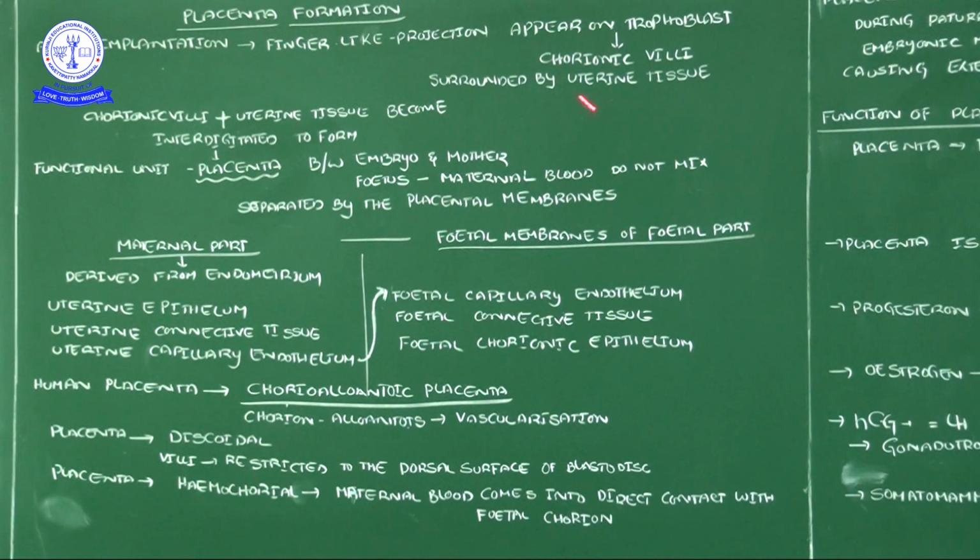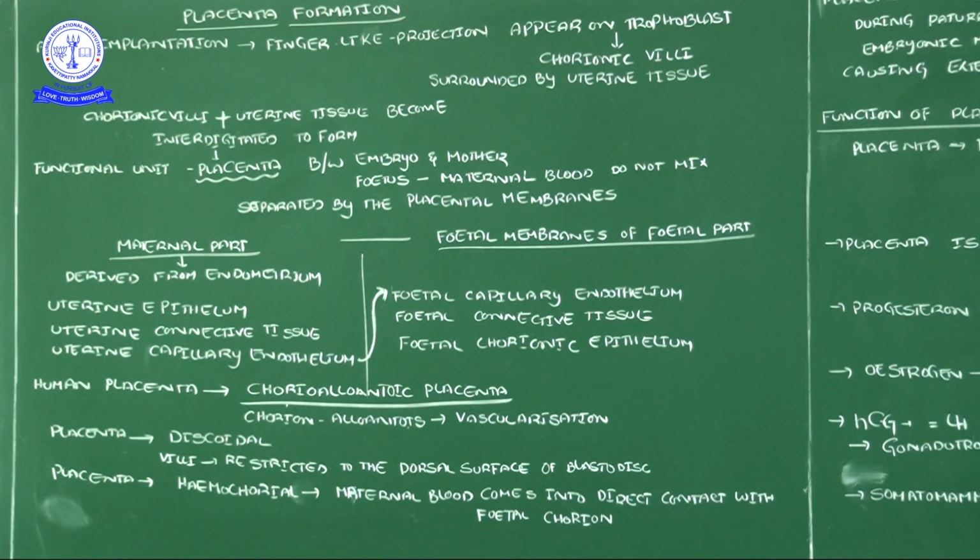Recall the last video, where we saw the extra-embryonic membranes. The first extra-embryonic membrane is the chorion. So the chorion forms these finger-like projections. These finger-like projections attach with the mother's uterine tissue at a particular place, and are surrounded by the uterine tissue.